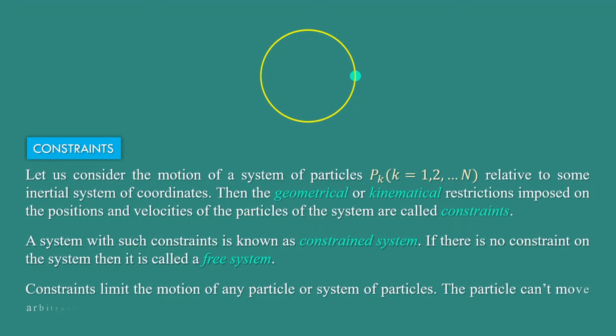Constraints limit the motion of any particle or system of particles. The particle can't move arbitrarily. In the previous video, constraints and constrained motion were discussed in detail with examples. To watch the video, click the I button.